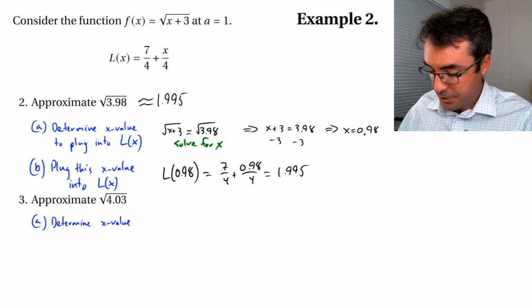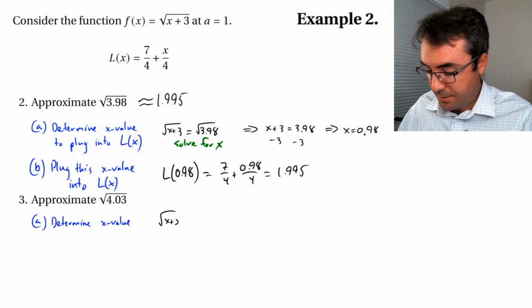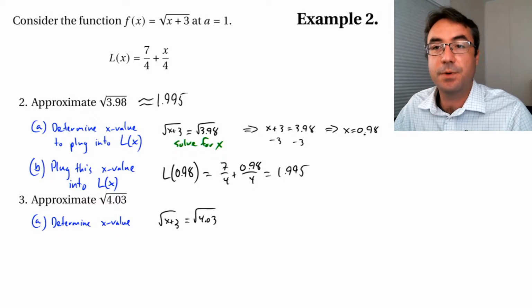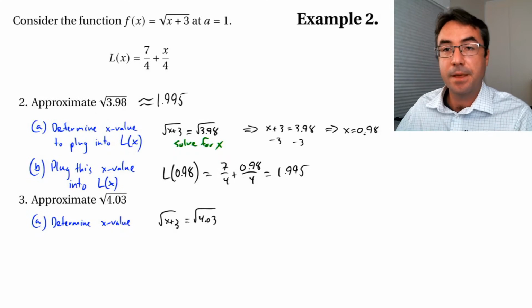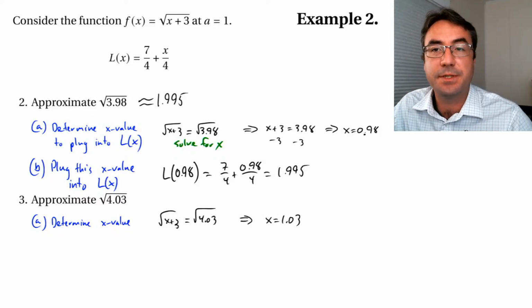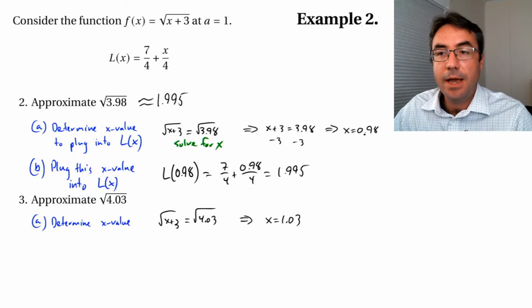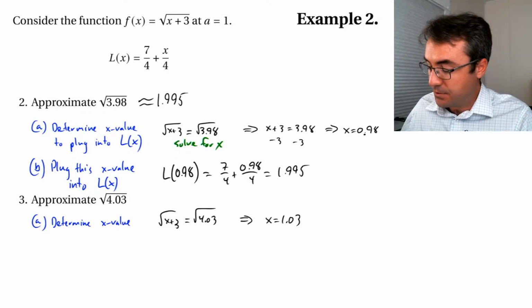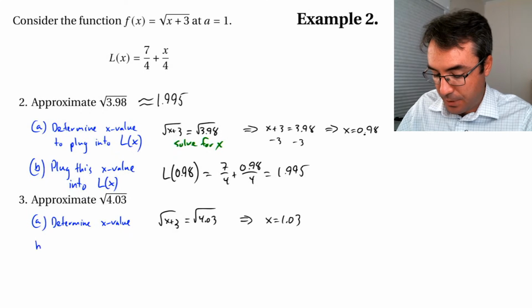So we take our function, square root x plus 3. We set it equal to the value that we want to approximate, square root 4.03, and then solve for x. We would get 1.03 here if we went through the arithmetic. And then we take that x value, and that's what we plug in to our linearization function. So we plug in.